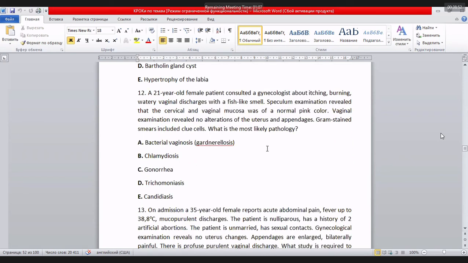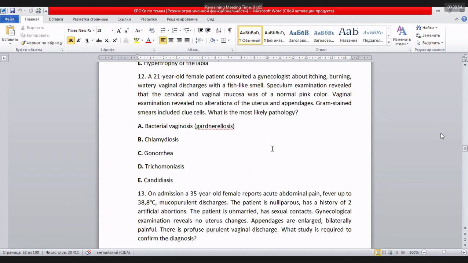And maybe it will be the last test, guys. A 21 years old female patient consulted a gynecologist about itching, burning, watery vaginal discharges with fish-like smell. Speculum examination revealed cervical mucosa was normal pink color. Vaginal examination revealed no alteration of the uterus. Gram stain smears included, guys, clue cells, about which I told you, bacterial vaginosis or Gardnerellosis. But this time, it's not right.